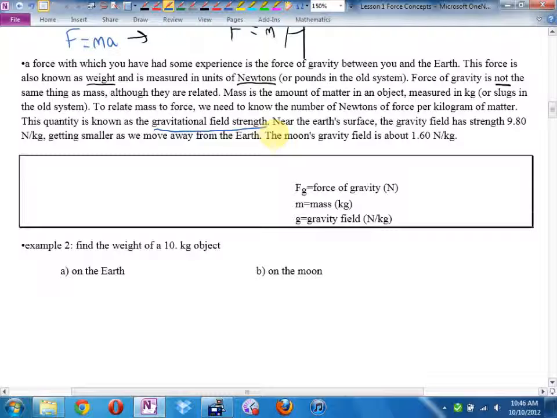If you're accelerating at 9.8 meters per second squared downward, what that also means is that the Earth is tugging down with 9.8 newtons on every kilogram of mass. 9.8 newtons per kilogram. Oh, and it gets smaller the further you get from the Earth. Outer space. The moon's gravitational field is about 1.6 newtons per kilogram. What that also means, Dorothy, is if you dropped an object on the moon, it would accelerate at 1.6 meters per second squared downwards.